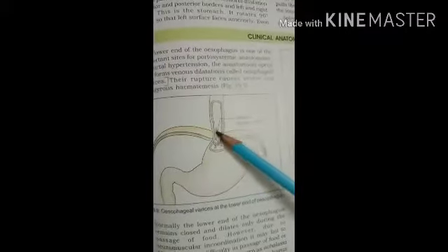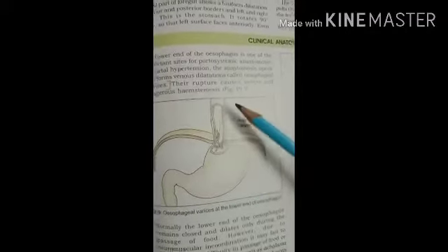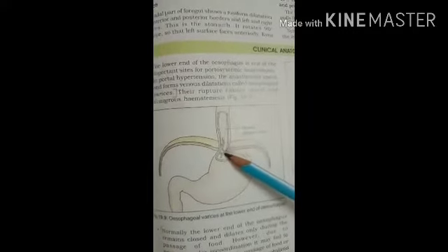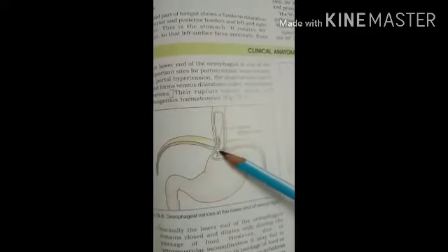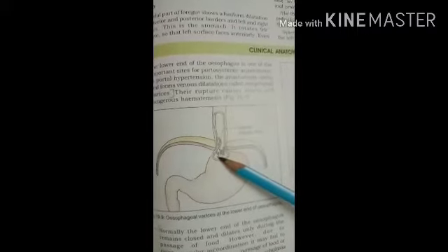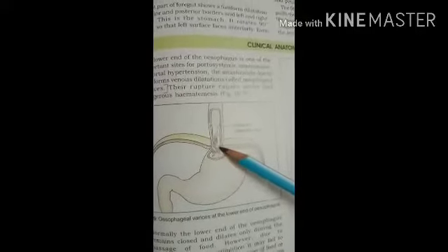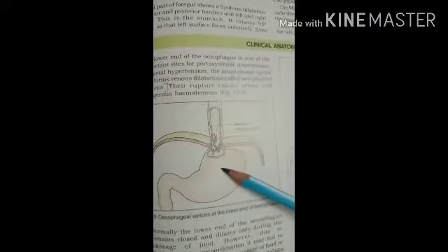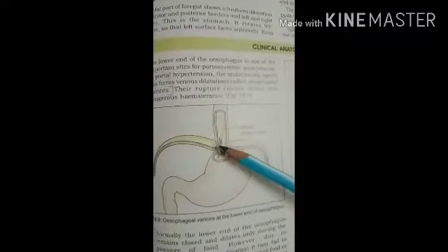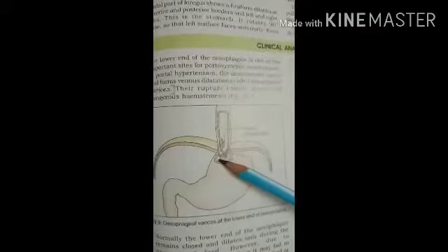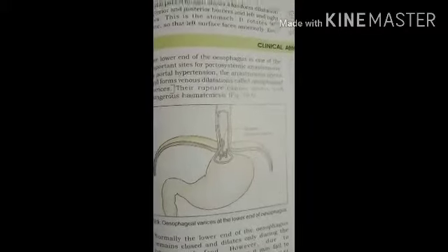should have dilatation of the veins, and whenever a bolus of food enters this region, the dilated veins may burst and hematemesis, or vomiting of blood, occurs. So that is not directly related with the stomach, but it is related with the upper part of the stomach and the lower part of the esophagus. So that is called esophageal varices.